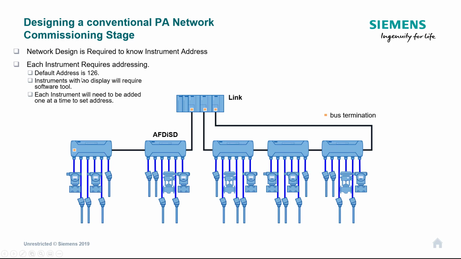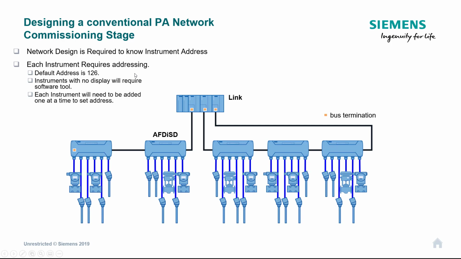All instruments, Profibus instruments, are shipped out with a default address of 126. So when you're on site, all of these instruments are going to need configuring. Instruments that haven't got a display or dip switches to set those addresses, you're going to have to use a software tool to do that. And PDM is one of those tools, Simatic PDM.